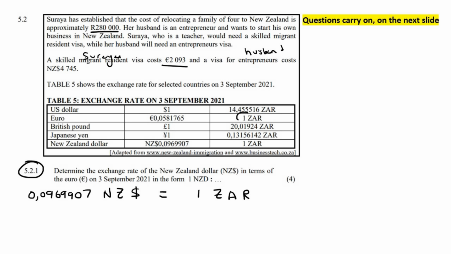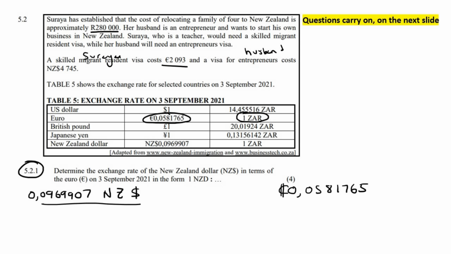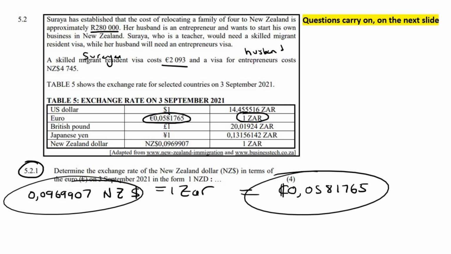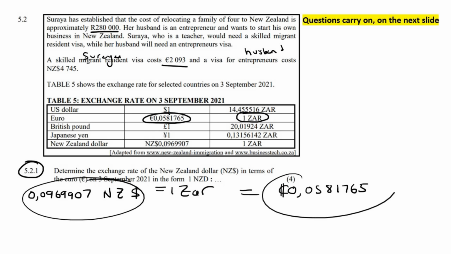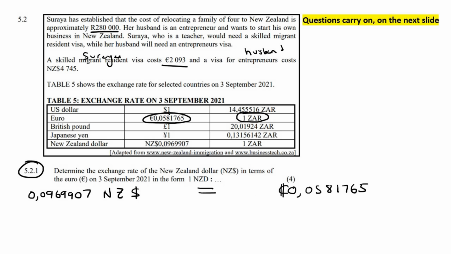Now 1 ZAR is the same as this many euros. So we can just say that that's equal to 0.0581765, and that is in euros. Okay, so then we can just ignore this ZAR that's in the middle and just say that these two are equal to each other. Does that make sense? Because this one is equal to 1 ZAR, but this one's also equal to 1 ZAR. So then that means that these two parts are equal to each other. Okay, so they are equal to each other.